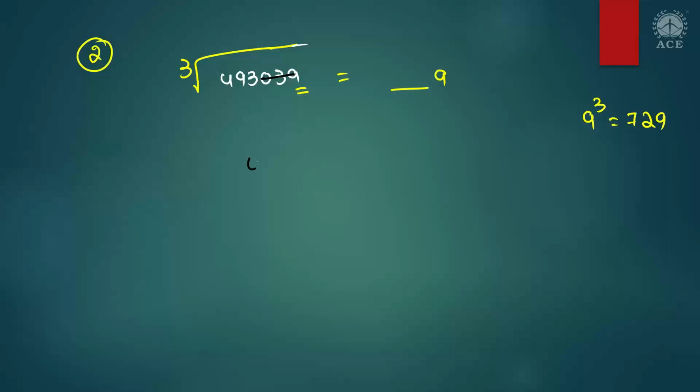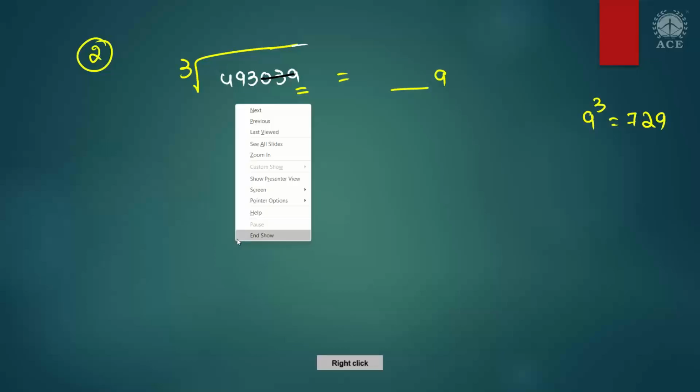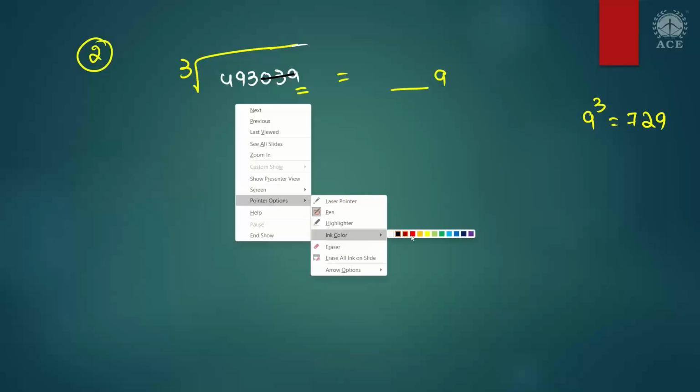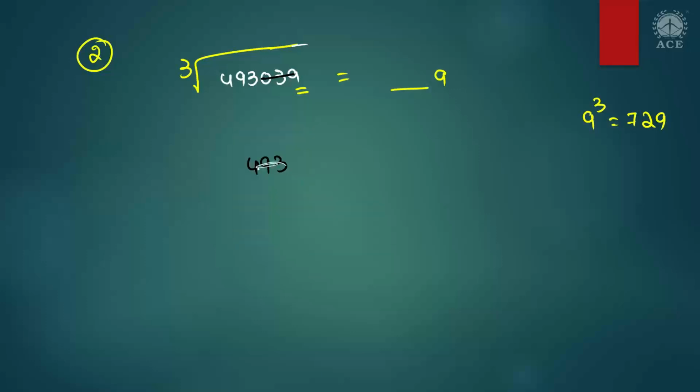Now you should worry about 493. 493 lies between which cubes? 7 cube is 343, 8 cube is 512. So I should take 7, giving 79.